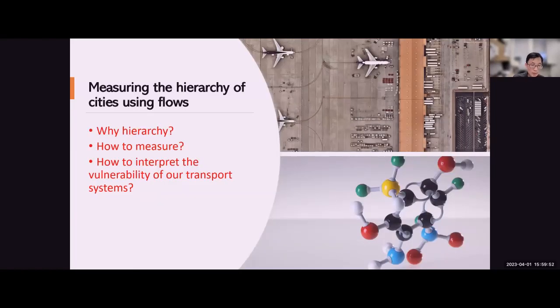So let's begin with the structure of today's lecture. We will talk about why hierarchy is important in transportation network science and how to measure it. Again, there are a number of measures that have been developed in transportation science and transportation geography, but we will study only three methods which are well introduced, very popular, and very easy to compute. Then the next step is to interpret the result in terms of network vulnerability when we apply the measures to the transportation system.